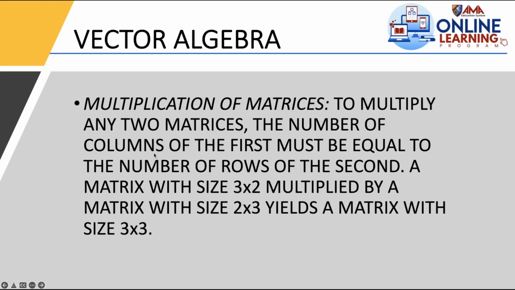To multiply any two matrices, the number of columns of the first must be equal to the number of rows of the second. So a matrix of size 3 by 2 multiplied by a matrix of size 2 by 3 yields a matrix, possible. And in fact, the result will be the outer sizes, 3 by 3. If you make it 2 by 3 and 3 by 2, you can interchange the two, but the answer will become 2 by 2. Instead of 3 by 2 times 2 by 3, you interchange them: 2 by 3 times 3 by 2. The answer will be 2 by 2.